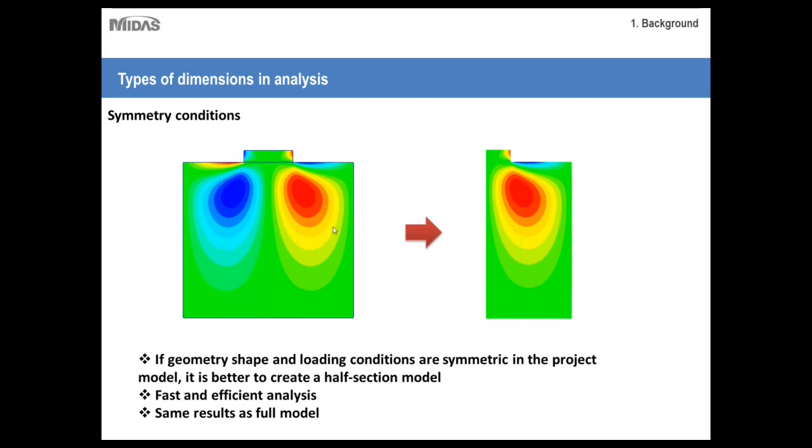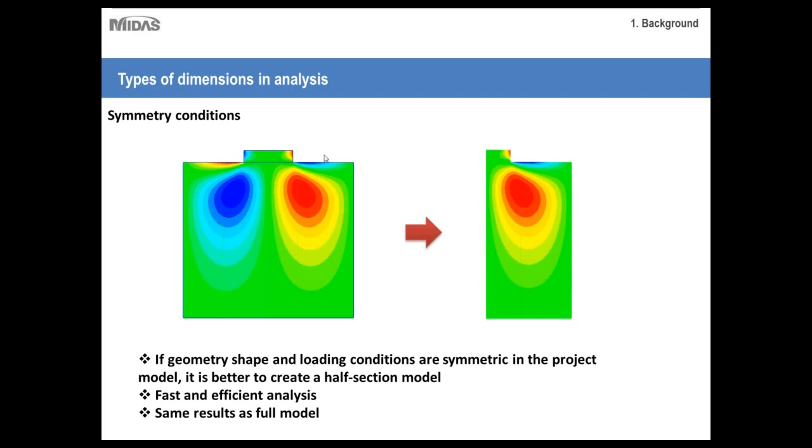And then let's go over some other symmetry conditions. As you can see, this is an embankment type project where it's symmetric along this axis here. So instead of having to create the entire model in 2D, you can create half of the model and then extrapolate the forces or the reactions on the other side.